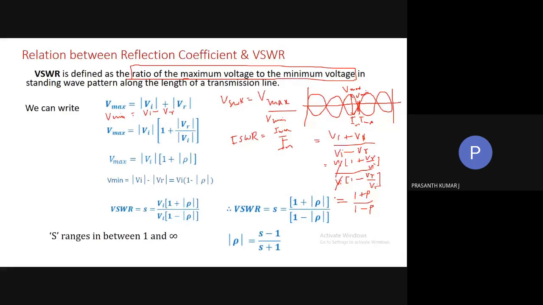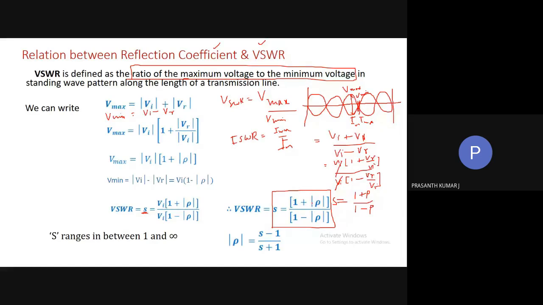So what is this? VSWR. VSWR is represented with small s. How are you representing the reflection coefficient? Rho. So S is equal to 1 plus rho by 1 minus rho. Very, very important relation between reflection coefficient and VSWR. So S equal to 1 plus rho by 1 minus rho.